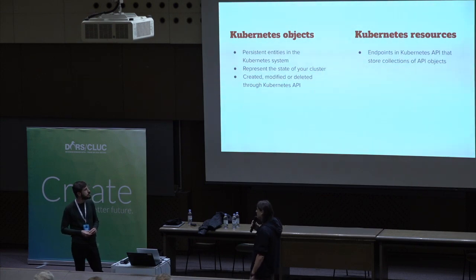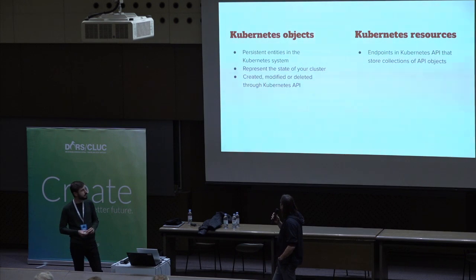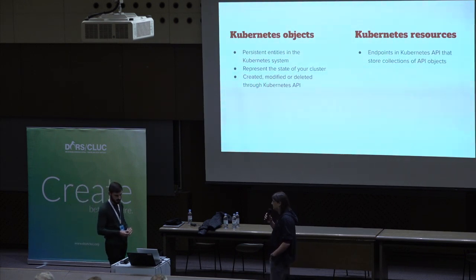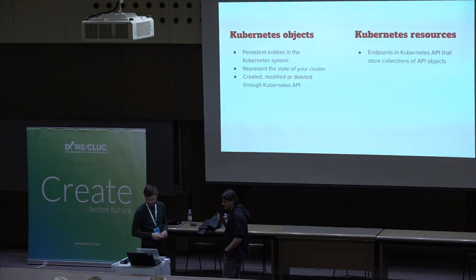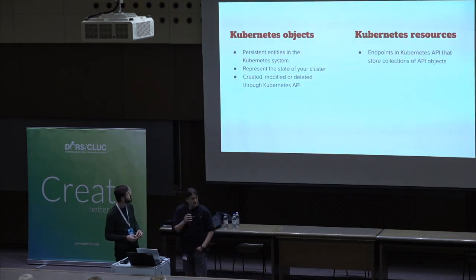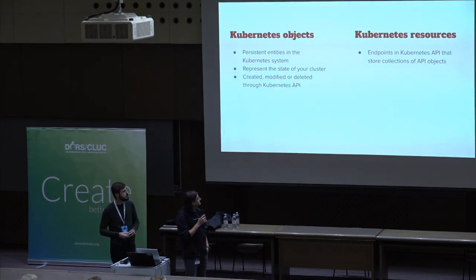What's considered an object in Kubernetes? It's a persistent entity. In Kubernetes, it represents the state of your cluster. It is created, modified, or deleted through Kubernetes API. As for resources, they are kind of endpoints in the API that actually collect or represent these objects.